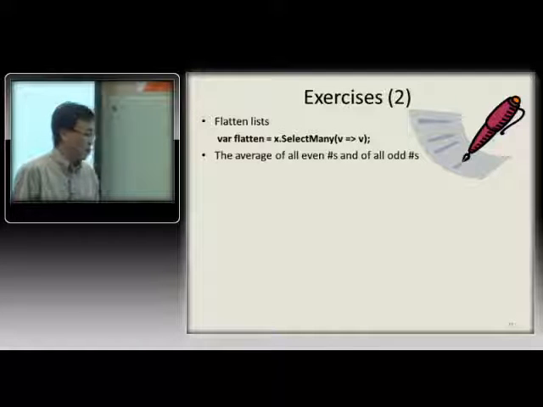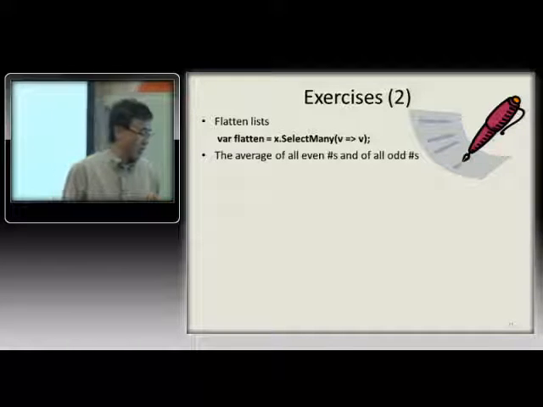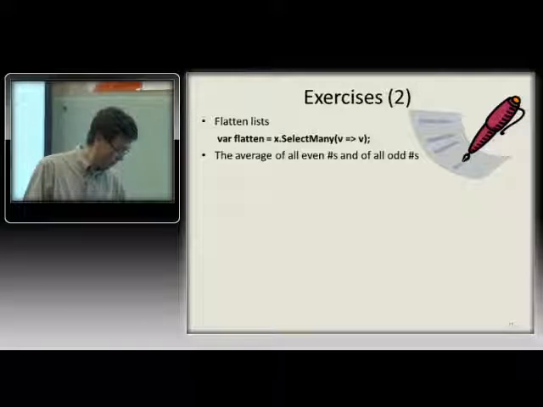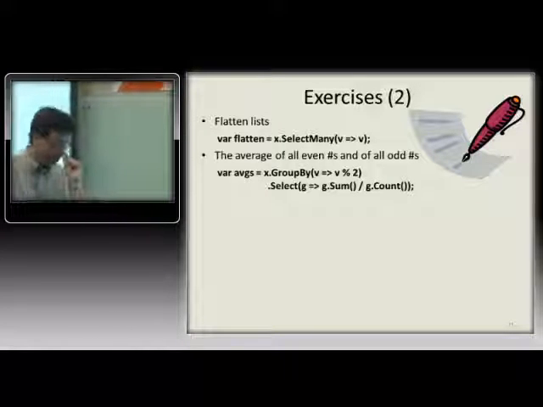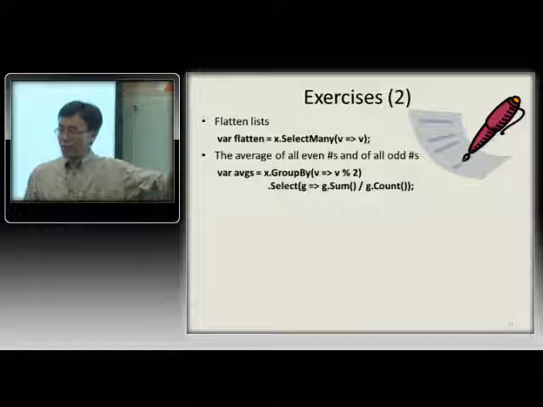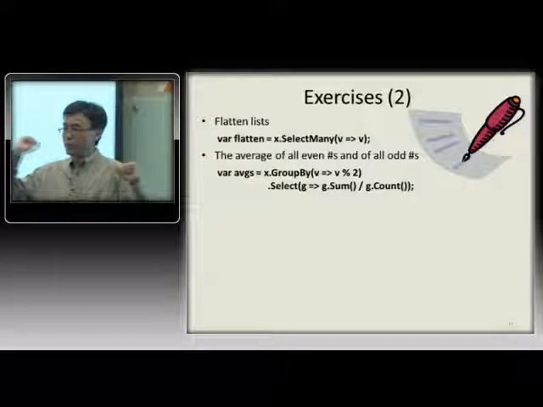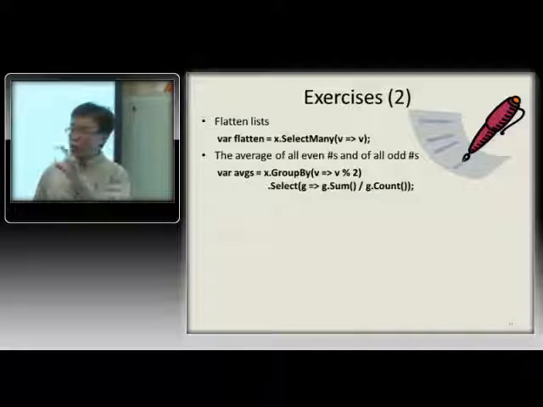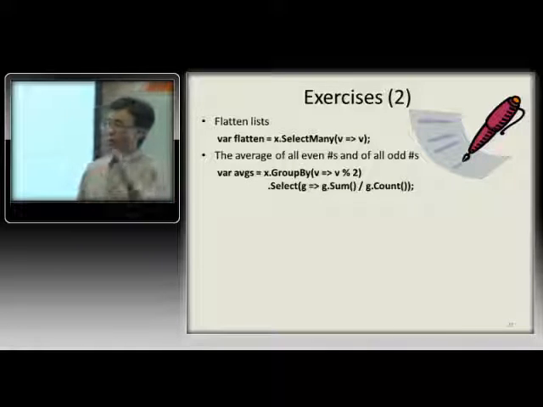So the average of all even numbers and all odd numbers. What I do is I form two groups, the even number group and the odd number group. And for each group, I compute the sum and divide by the count.